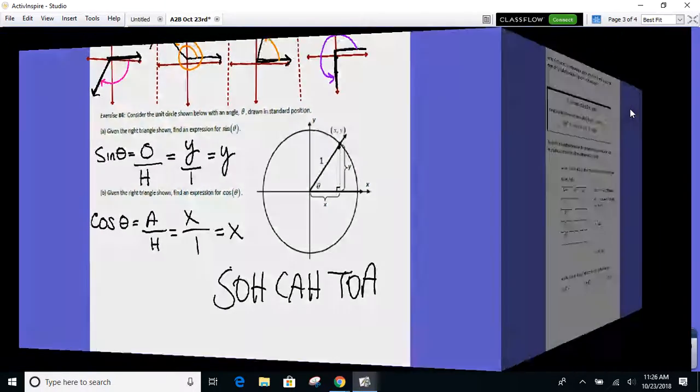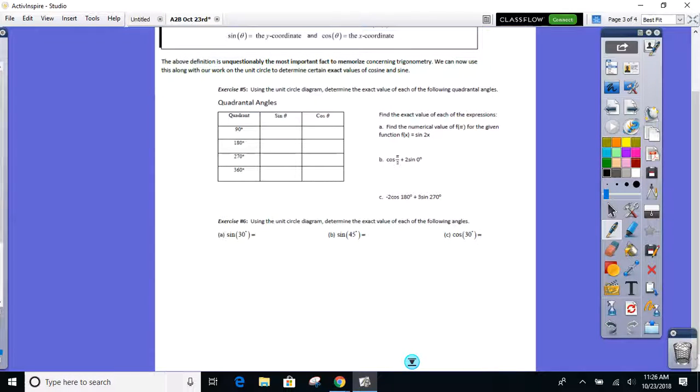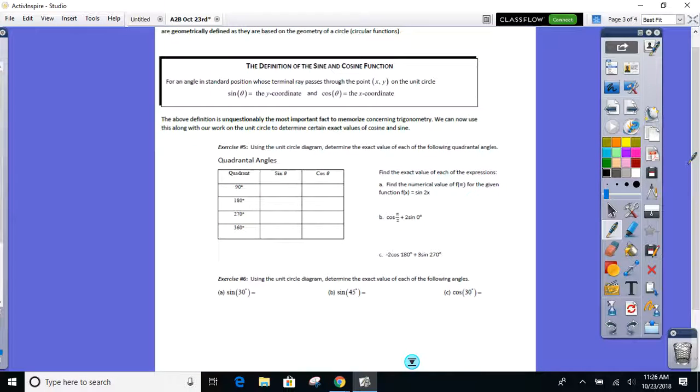Probably doesn't mean much till we actually apply it, so let's do this. And that's what this text box is saying: x coordinate is cosine, y coordinate is sine. All right, using the unit circle diagram. So we're on the unit circle, everybody. 90 degrees. Can anybody tell me what coordinate I'm at if I'm at 90 on the unit circle? Try not to look back if you can. Matt, what do you got? 0, 1. So the coordinate there is 0, 1.